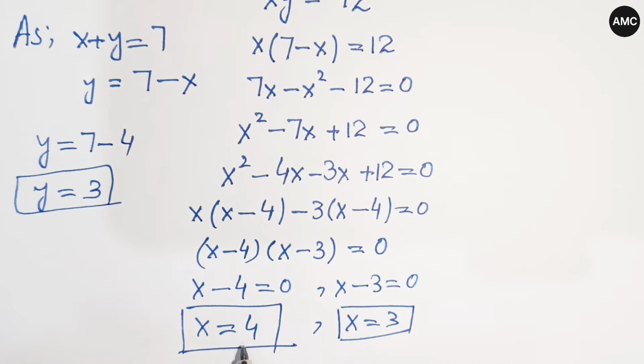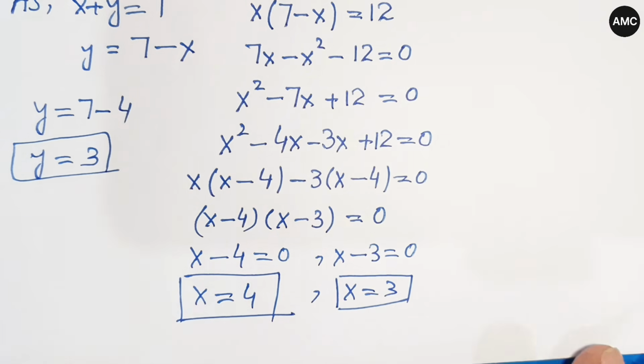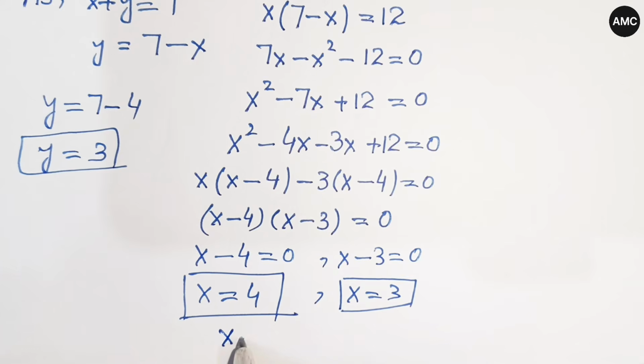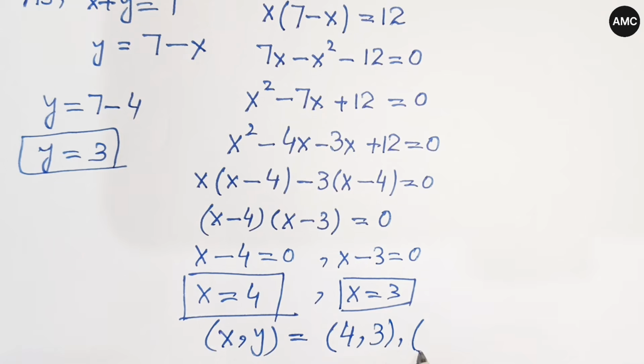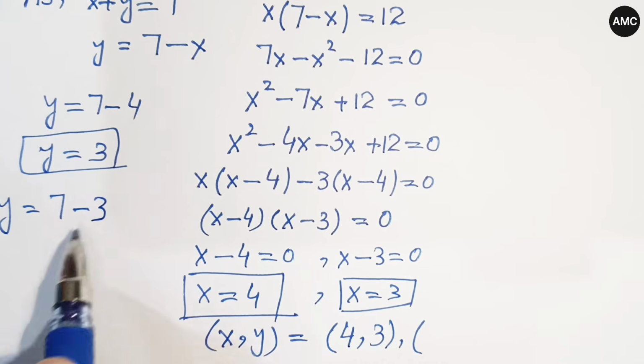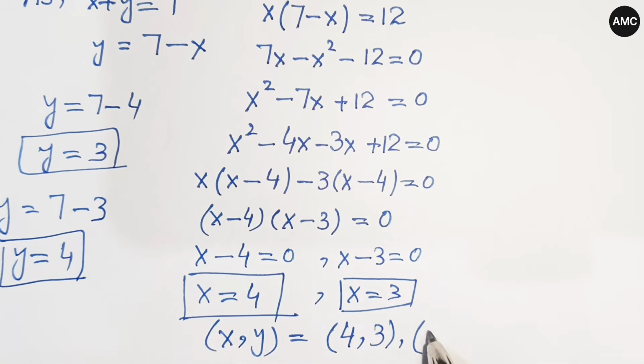So when x is equal to 4, we just write our first pair: the value of x and y when x is 4, we get the value of y is 3. Similarly, we have our second pair. When x is 3, then y is equal to 7 minus 3, so y is equal to 4. We have the second pair, that when x is 3, y will be 4. Now we have two pairs here.